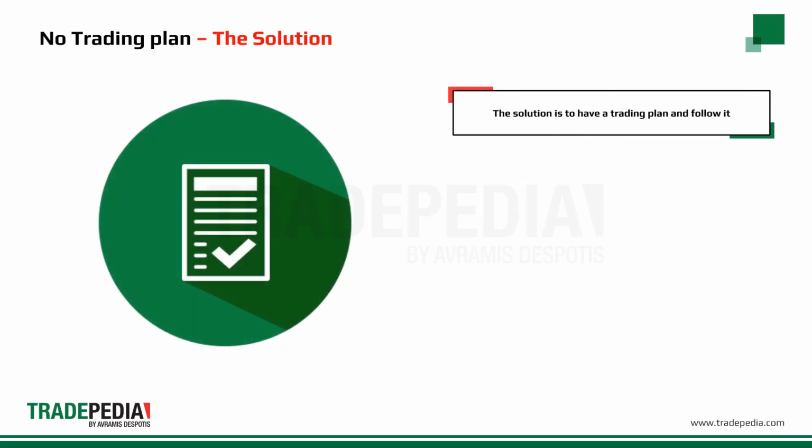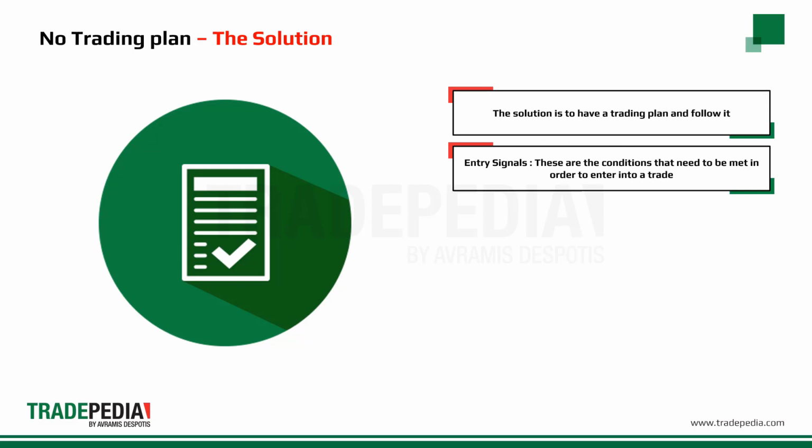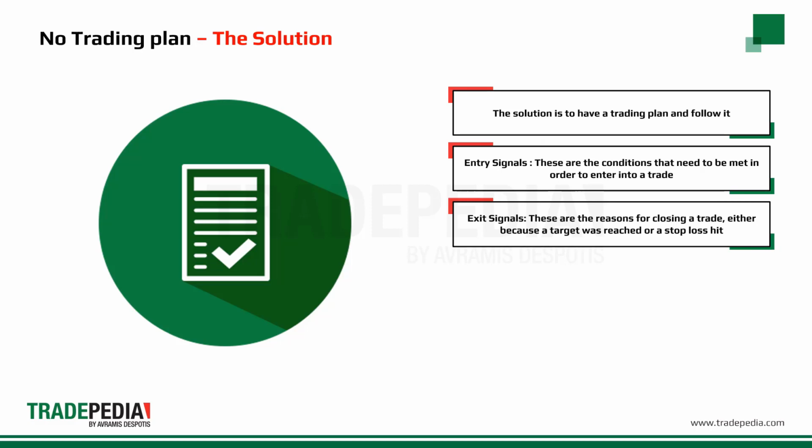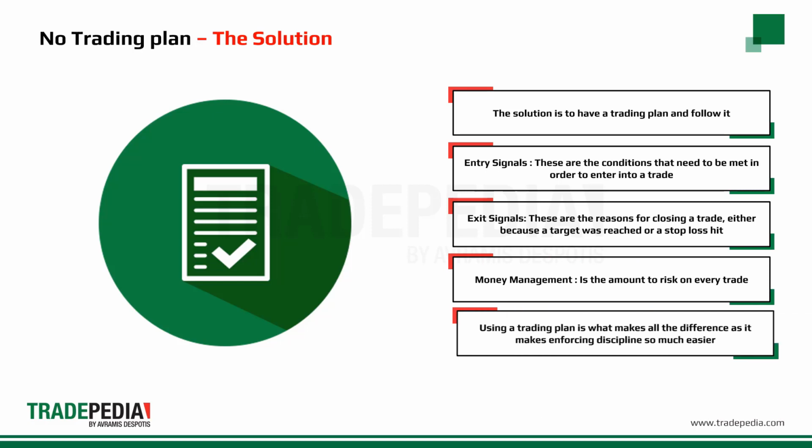The solution is to have a trading plan and follow it. A trading plan consists of 3 parts. Entry signals. These are the conditions that need to be met in order to enter into a new trade. Exit signals. These are the reasons for closing a trade, either because a target was reached or a stop-loss hit. Money management is the amount to risk on every trade. Using a trading plan is what makes all the difference, as it makes enforcing discipline so much easier. Having a trading plan and being prepared for your trades helps to keep emotional responses to trades at a minimum.